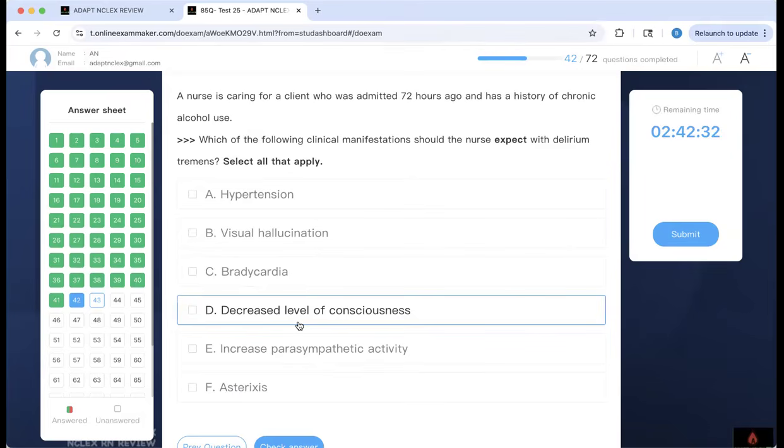Stop, pick your answer, and let me know. Pause the video, pick your answer. Remember, alcohol withdrawal is a downer. If you're withdrawing, you become upper. Therefore, pick your answer. Let me know.